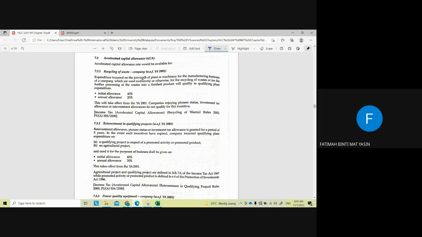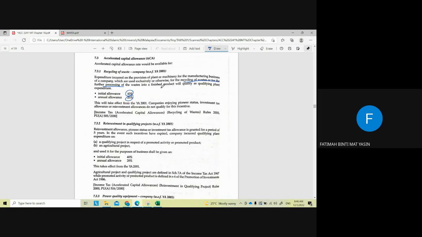Expenditure incurred on the provision of plant or machinery for the manufacturing business of a company, which are used exclusively or otherwise for the recycling of waste or for the further processing of the waste into a finished product, will qualify as qualifying plant expenditure. If you look here, the initial allowance is 40%, not 20%, and the annual allowance is 20%. So when the company has a higher rate for the initial allowance, it means the company can make a full claim for that asset earlier than the normal rate. That is basically accelerated capital allowance.